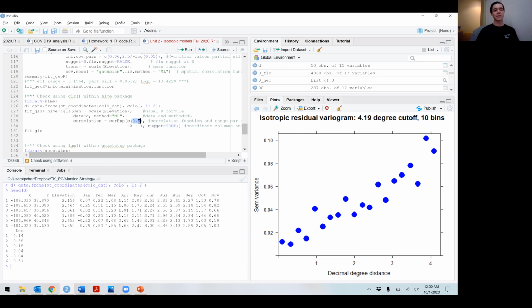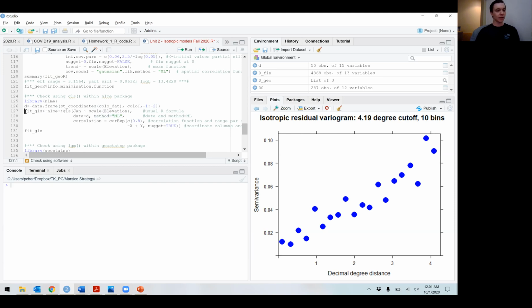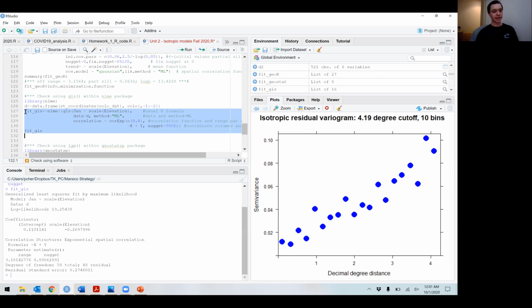Here is the starting value for my range parameter. It comes to us from this quantity that I've highlighted right there. Here is the usual R formula. Here is the method we're going to use. We're going to use the maximum likelihood method. I can simply now run this and show you the output. Okay, these should now look fairly familiar.